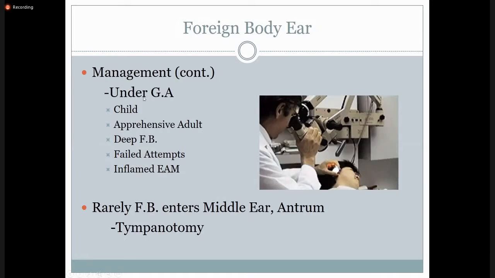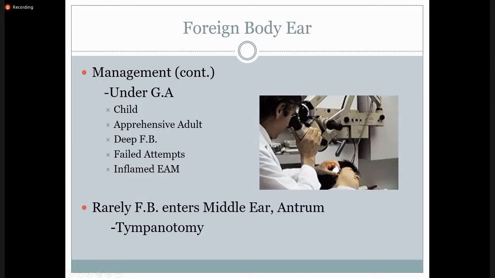The children who are put under GA for removal of foreign body are usually unapprehensive, not cooperative, very frightened, and the foreign body is deeply impacted, not easily removed without anesthesia. So these are patients kept under GA. Another is failed attempts: several attempts have been made, but the doctor is not successful in removal of the foreign body. Then the patient is put under GA, and under GA the foreign body is removed.